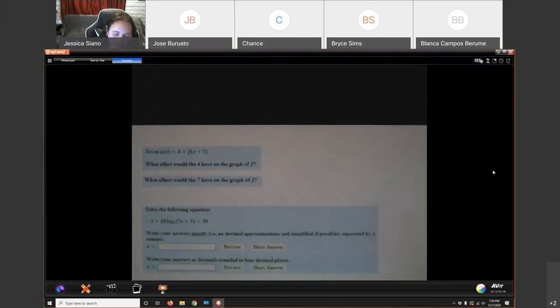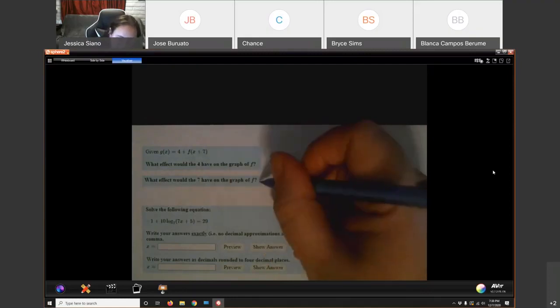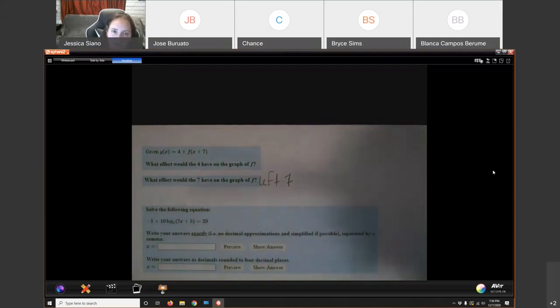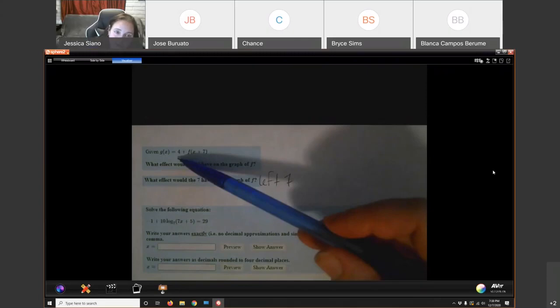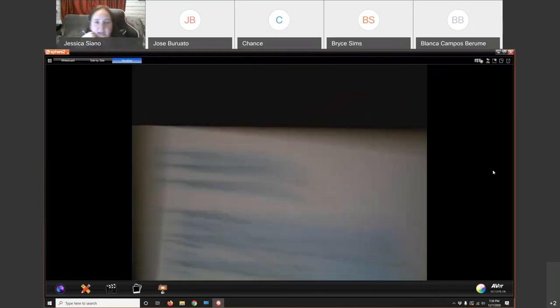Here, if we're looking at a transformation, remember inside affects horizontal movement. So the 7 would make the graph shift left 7, because a positive goes left and a negative goes right. And the outside is a vertical shift. So positive goes up, so this would be up 4. And a negative goes down.